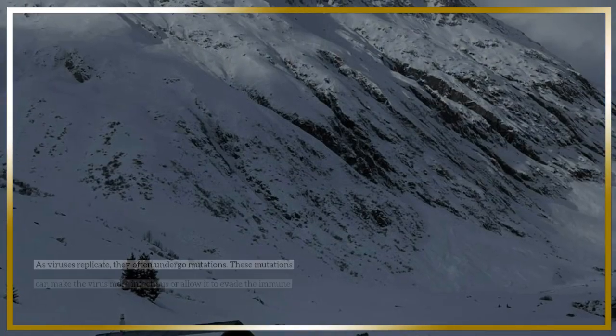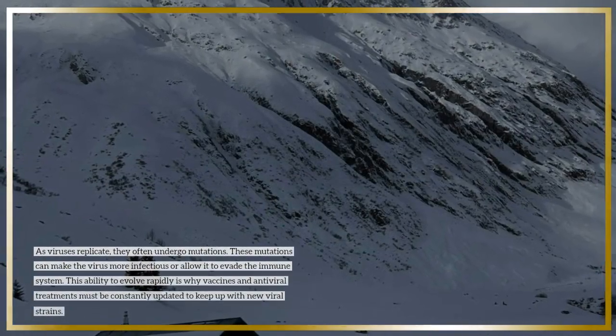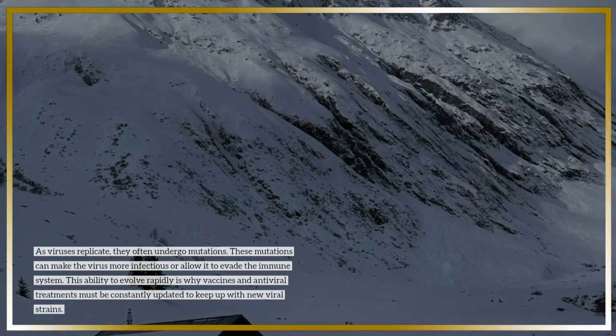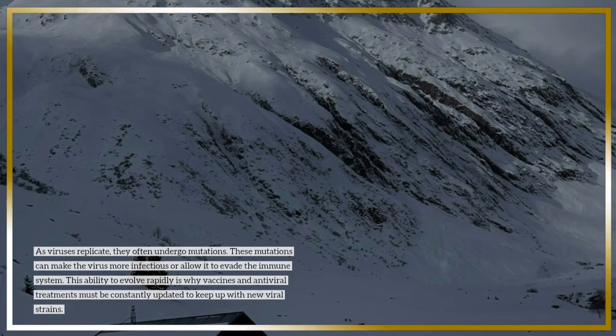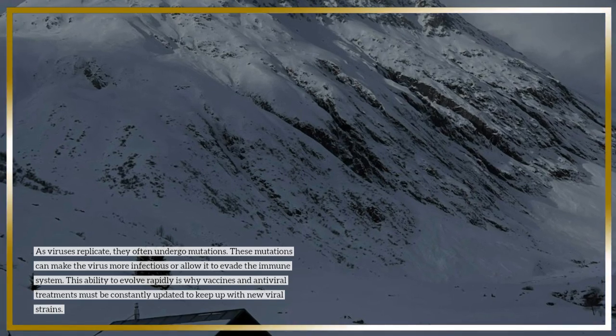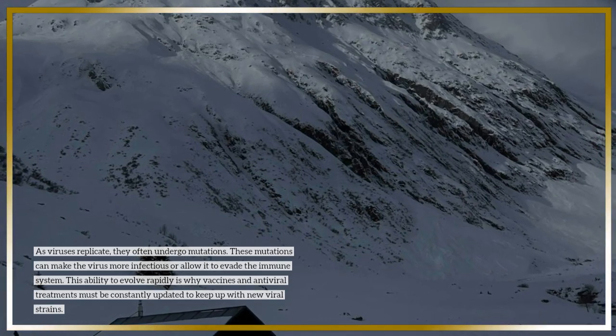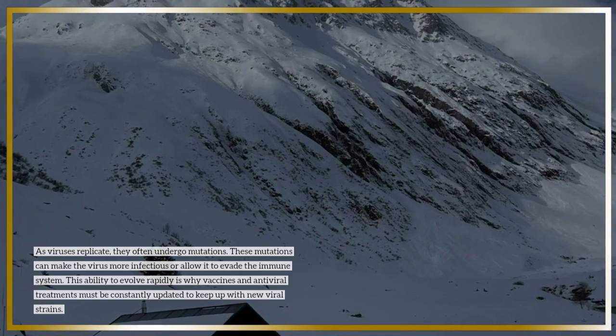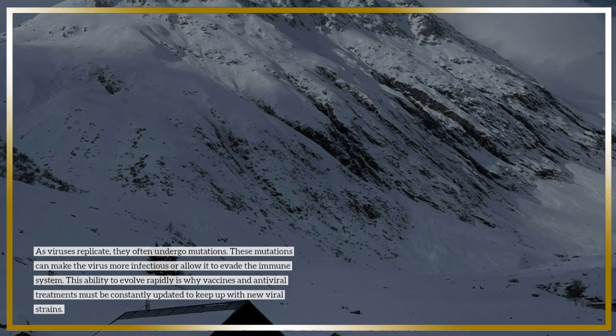Virus mutations and resistance. As viruses replicate, they often undergo mutations. These mutations can make the virus more infectious or allow it to evade the immune system. This ability to evolve rapidly is why vaccines and antiviral treatments must be constantly updated to keep up with new viral strains.